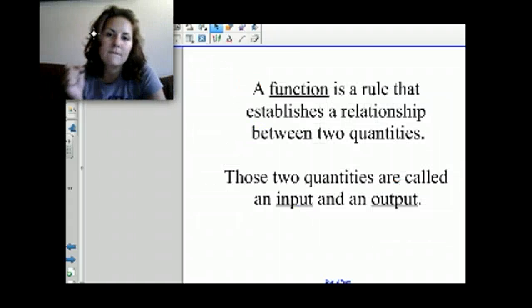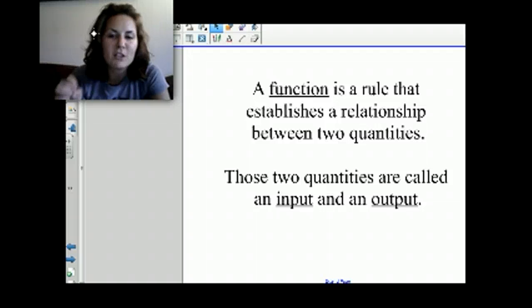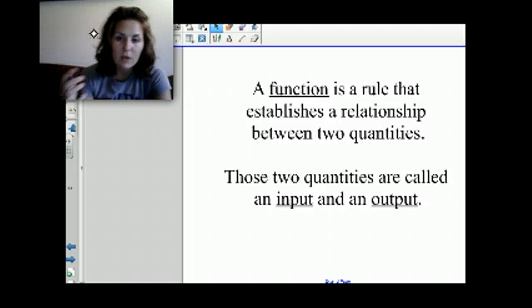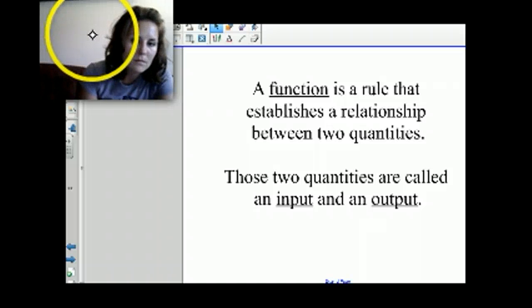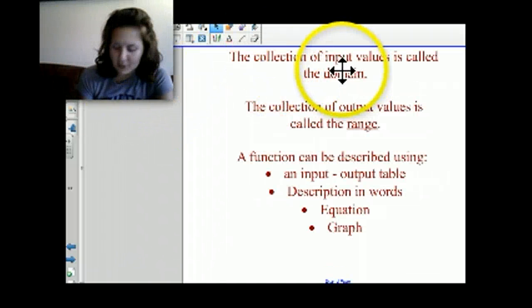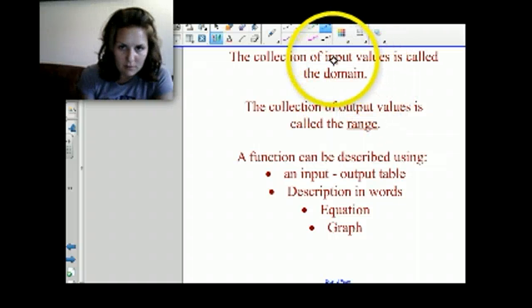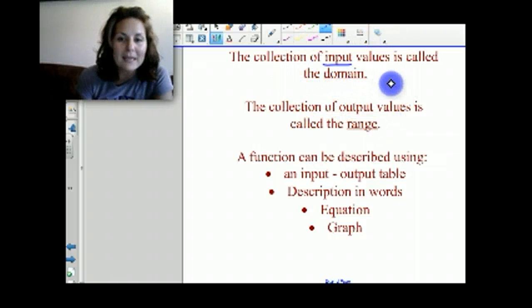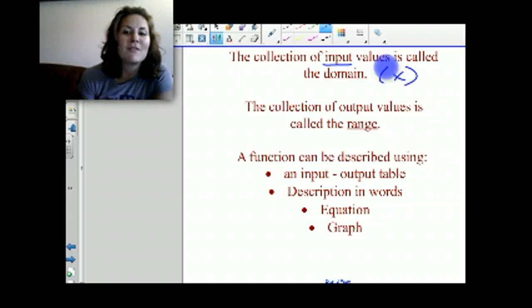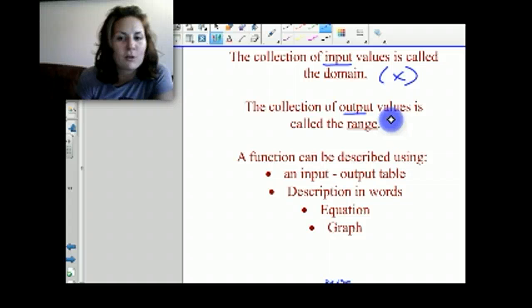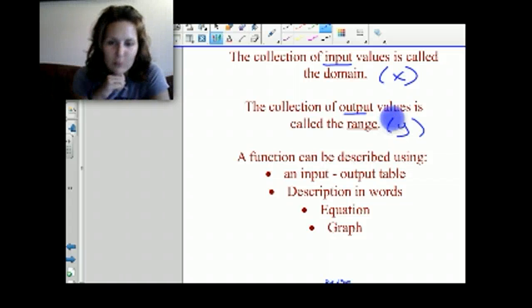Moving on. A function. This is the important part of today's lesson. A function is a rule that establishes a relationship between two quantities. It relates two variables. Those quantities are called an input and an output. The collection of input values is the domain. This is also always known as x. The collection of output values is called the range, and that's always known as y.